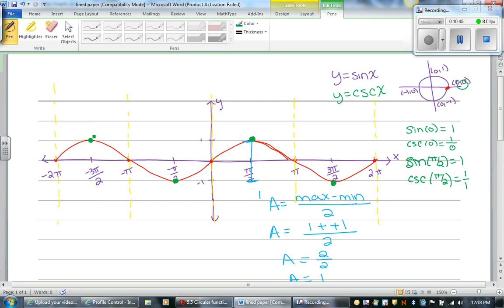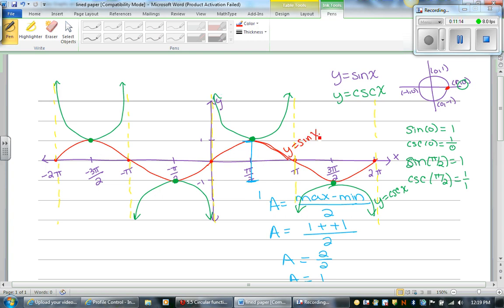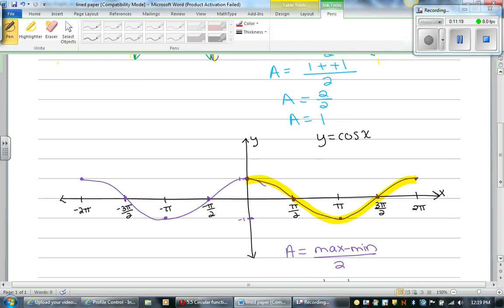Remember, asymptotes kind of draw a function in and guide it along. So what you wind up getting for cosecant is something that looks like this. Okay? And there's your graph for cosecant. Okay? So, same thing is going to happen with secant. So let's take a peek at that.